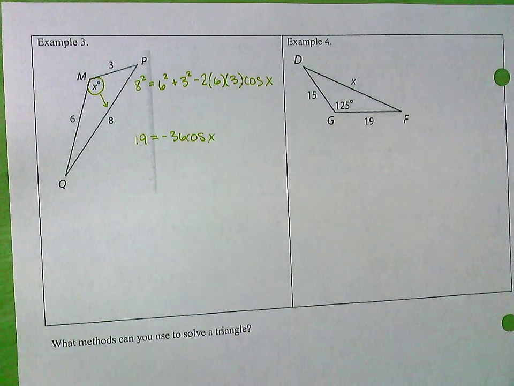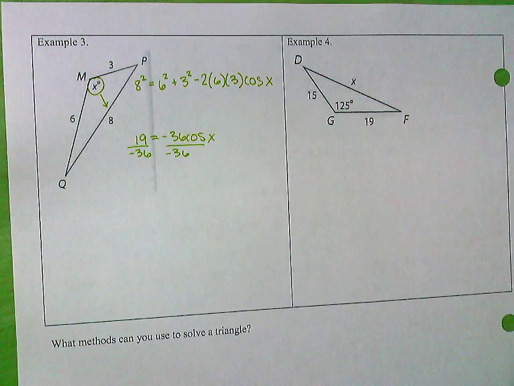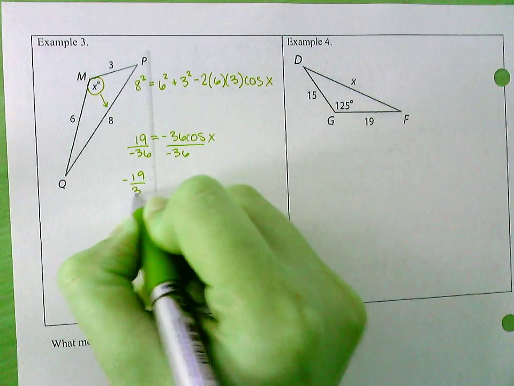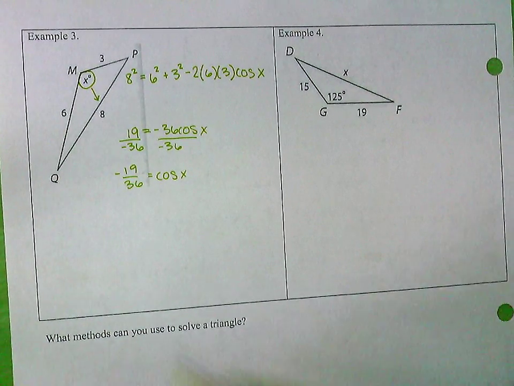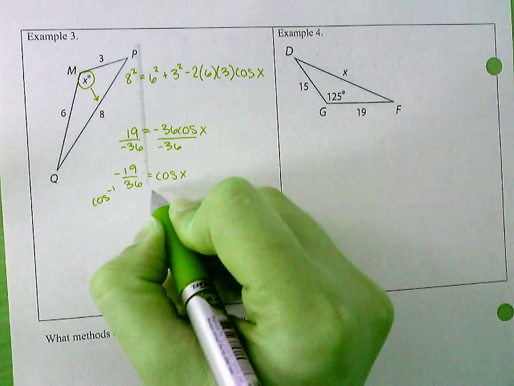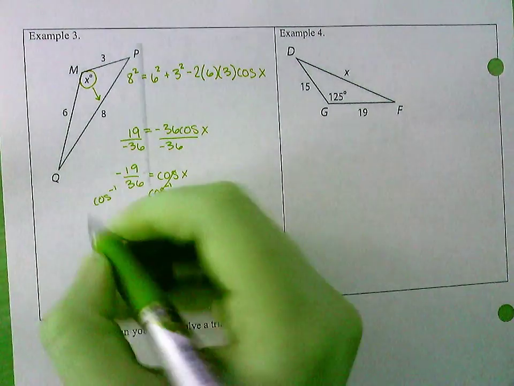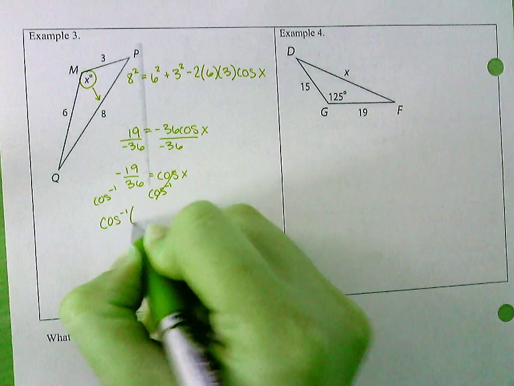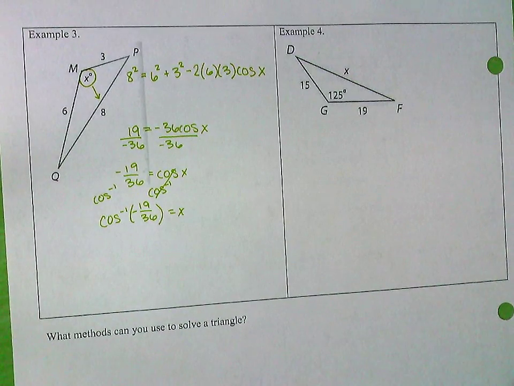All right, so most people got to this point. 19 equals negative 36 cosine of x. No, it doesn't. You need to divide by negative 36. So you have negative 19 over 36 equals cosine of x. Now you can bring in cosine inverse on both sides to cancel them out here. So you would type in cosine inverse of negative 19 over 36 equals x.